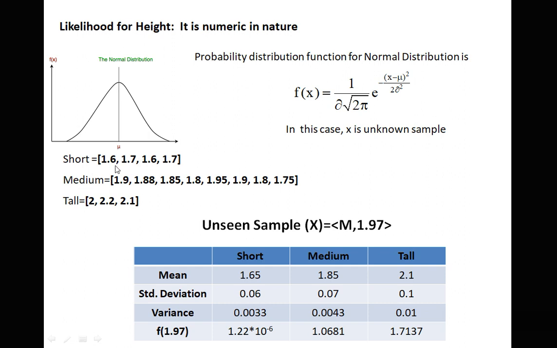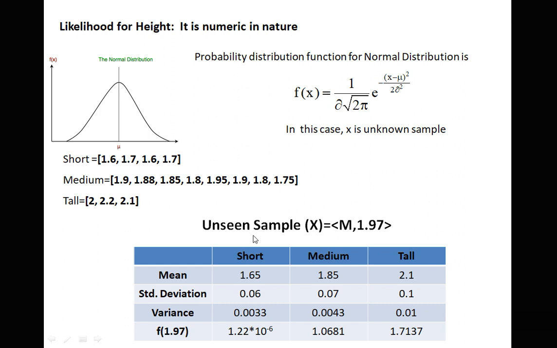We separate out the records. In short, 4 records are there. In medium, 8 records are there, and in tall, 3 records are there. The formula for the Gaussian distribution is f of x is equal to 1 upon sigma square root 2 pi into e raised to minus x minus mu square divided by 2 sigma square. Sigma is standard deviation, sigma square is variance, and mu is nothing but mean, and x is nothing but our sample.